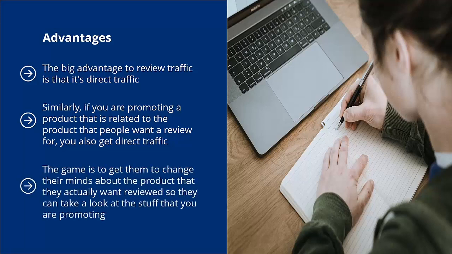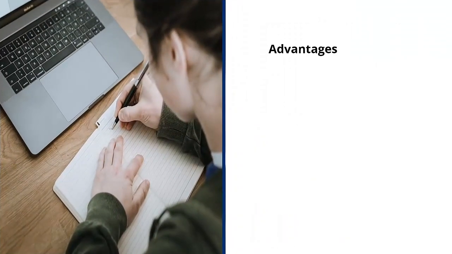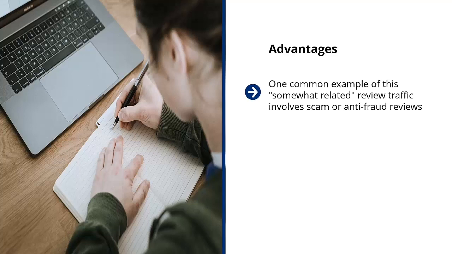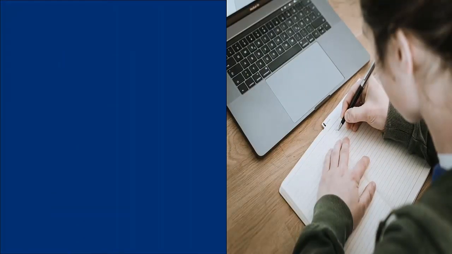The game is to get them to change their minds about the product that they actually want reviewed so they can take a look at the stuff that you are promoting. Pretty clever. One common example of this somewhat related review traffic involves scam or anti-fraud reviews. Basically, you would take the product name and then put the word scam or fraud and a question mark at the end. When people read the review, it turns out that the review is a fairly neutral evaluation of the product they're interested in, but near the beginning or near the end, you get them excited about a related product that you claim is not a scam. This is a very powerful variation that actually pulls a tremendous amount of traffic from search engines.